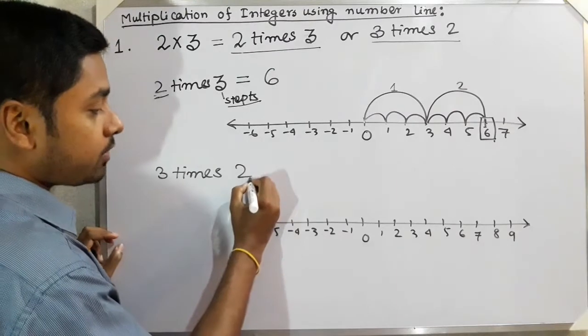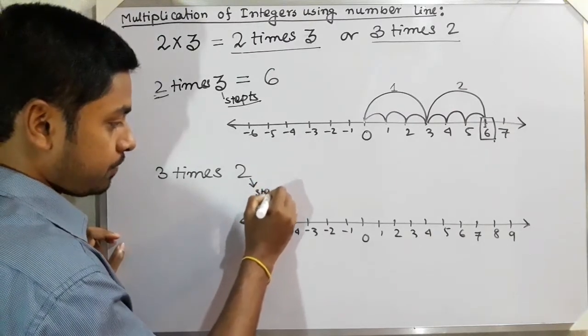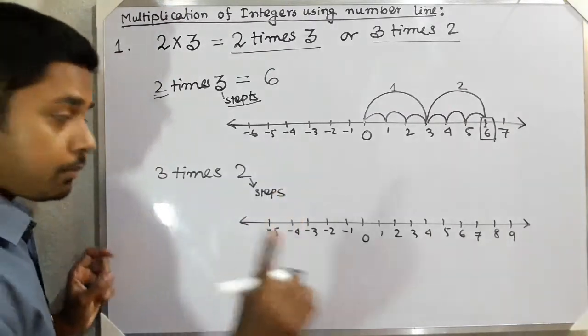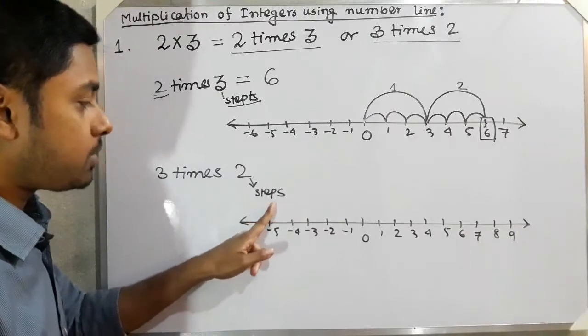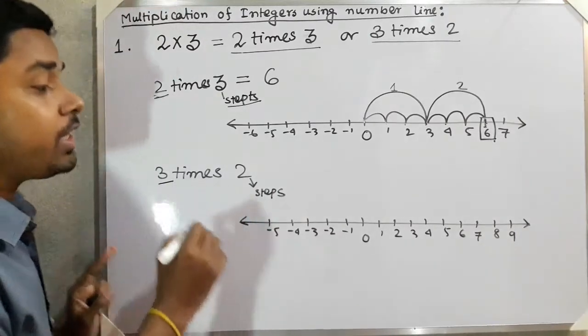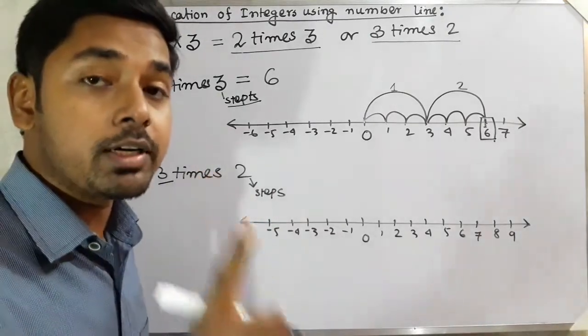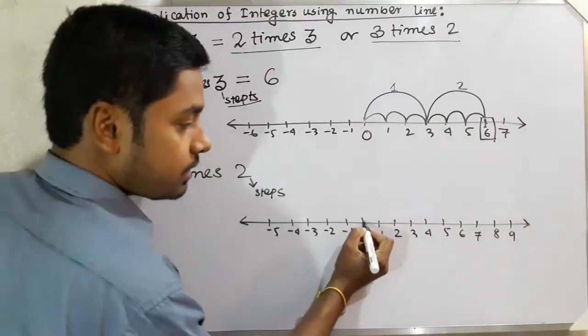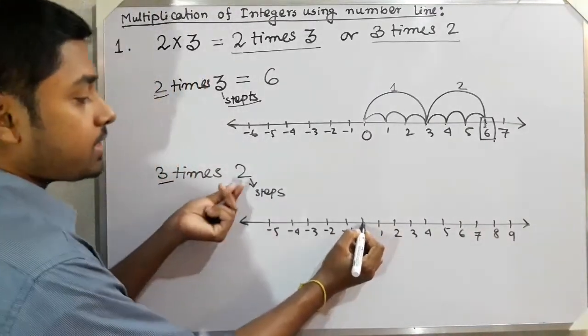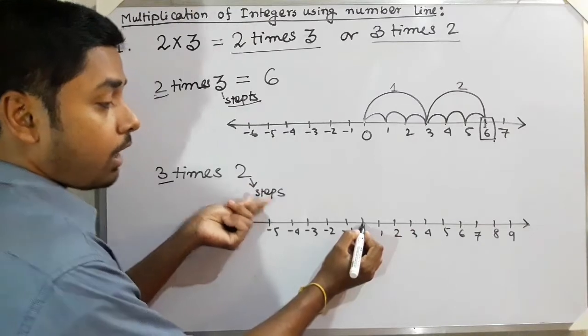We have to cover 2 steps, and how many times? 3 times. And we have to start with what? 0 only. So we will start from 0. And how many steps we have to count? 2 steps. How many times?